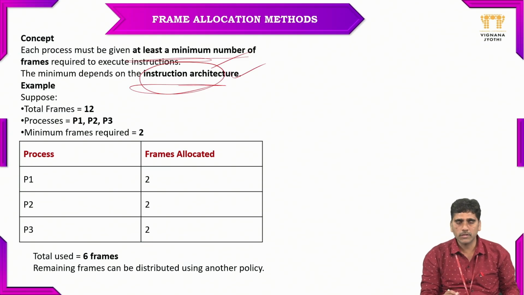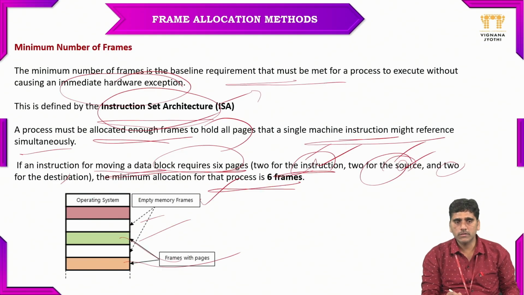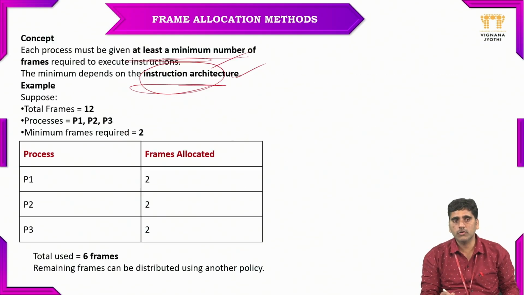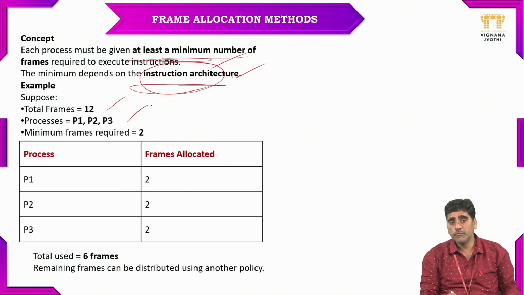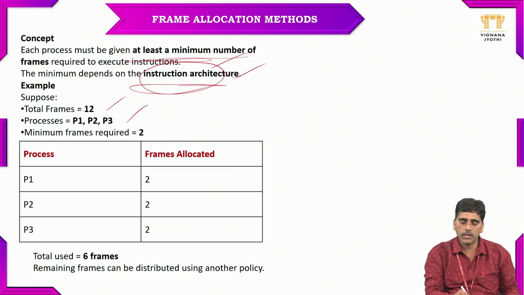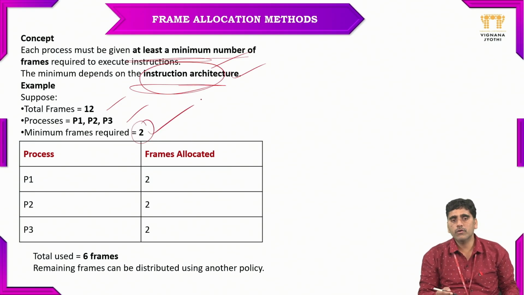So here in this example, suppose this is the minimum number of frames concept. The total frames available are 12, the number of processes is 3, and the minimum frames required for each and every process is 2. Then how are we going to allocate? Minimum frames are required for each and every process. Even though more total frames are available, the processes can be utilized based on the minimum frames required.